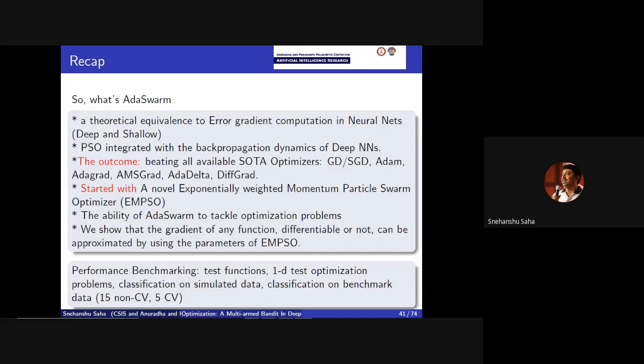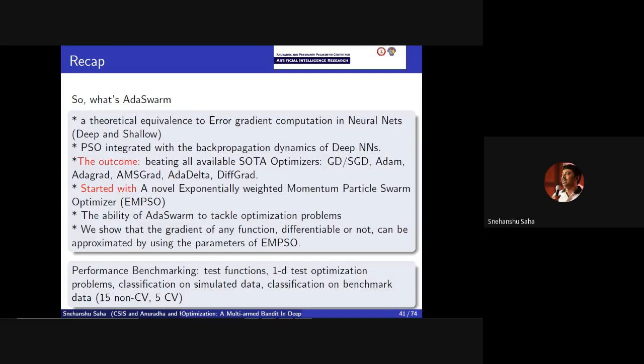It all started with testing this on one-dimensional, non-analytical optimization problems, and then it snowballed into optimizing neural networks. We were able to show so far, and we tested up to Schrodinger, that you give us any function, differentiable or not, and we are able to approximate it using the parameters of EMPSO. Not empirically, but theoretically, by using that gradient equivalence. I must also mention that when I say non-differentiable, I mean the function is differentiable with finitely many singularities. If a function is not differentiable anywhere, then this does not work.